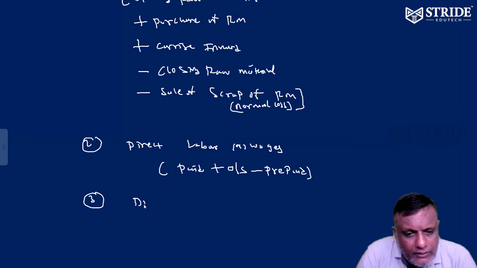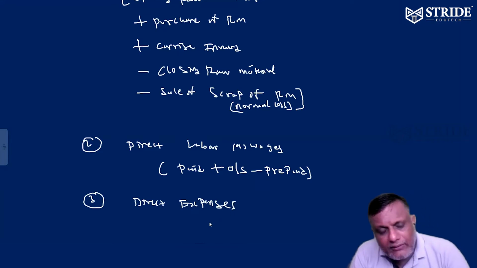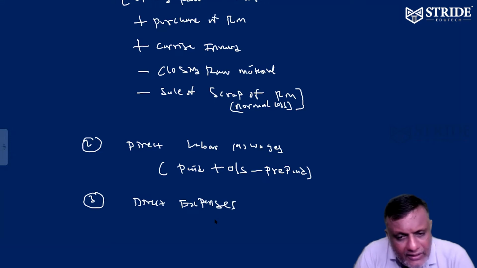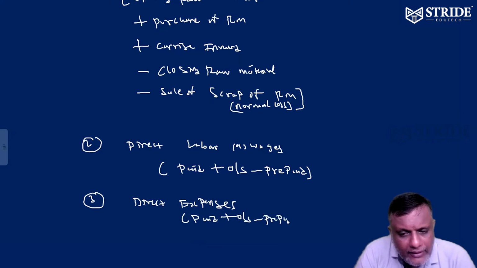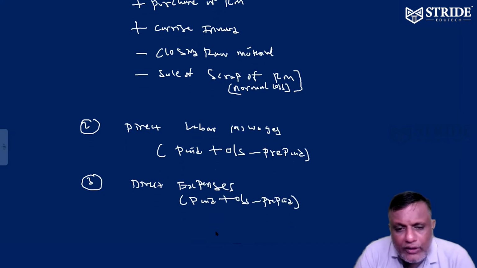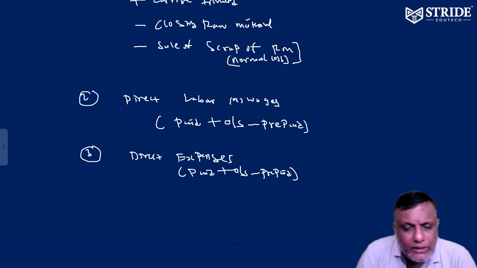Similarly, number three, direct expenses. Anything other than material and labor is called direct expenses, if it is traceable. For example, machine hiring charges, asset hiring charges, or royalty on production. If I'm going to pay royalty to you on production, these expenses are called direct expenses. Here also, how much did you pay for direct expenses? Plus what is outstanding, minus prepaid. Direct expenses is paid plus outstanding minus prepaid.